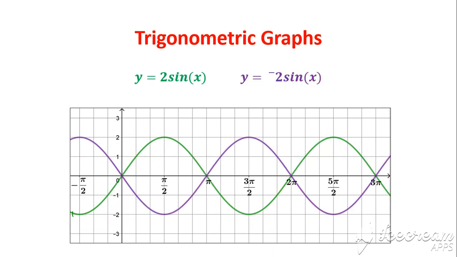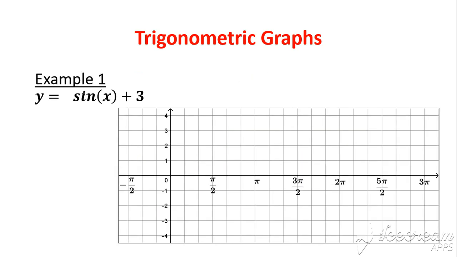And one thing to be mindful of from our last video, when we have y equal to 2 sine x and y equal to negative 2 sine x, they have the same amplitude, but they are just reflections or mirror images of each other. Right, well, let's get into this video and talk about a vertical shift. So here's our first example, y equal to sine x plus 3.